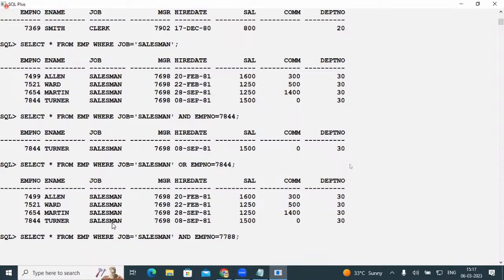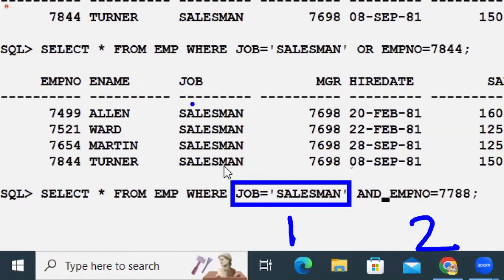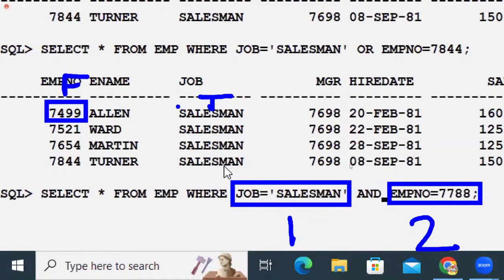No output? Yes or no? Because, carefully observe. This is the first condition, this is the second condition. The first condition is checking. First condition, true. Second condition, what is the second condition? I am asking 7788, but here it was 74. This is false. This is true.